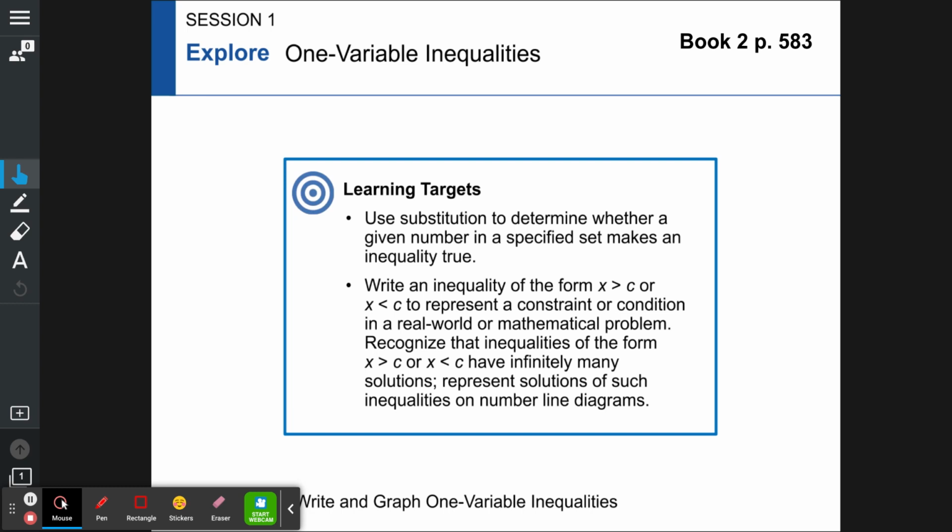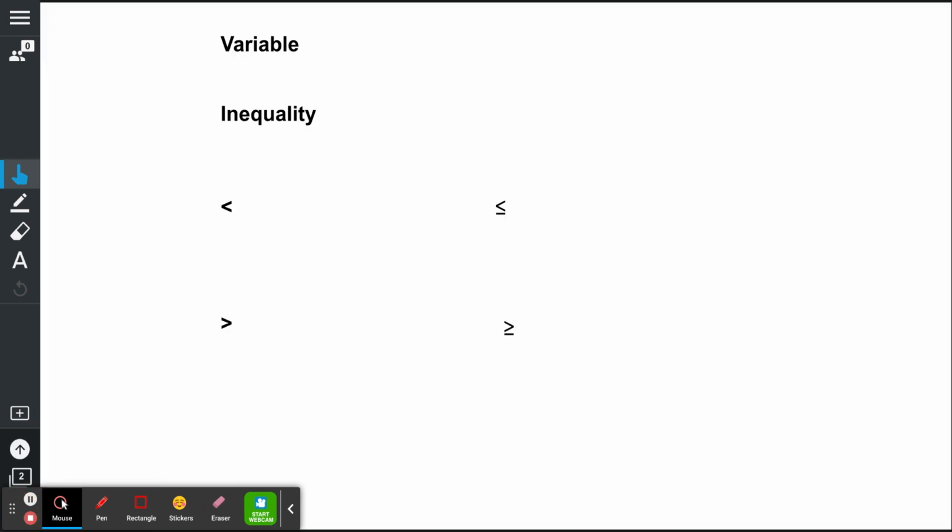So our targets for today, we are going to be looking at inequalities and trying to figure out, okay, what can we do to make an inequality true for a specified set of numbers. And we're also going to look at some certain symbols that we use for inequalities. So you may be asking yourself, I've heard that word inequality, but I really don't know what it is.